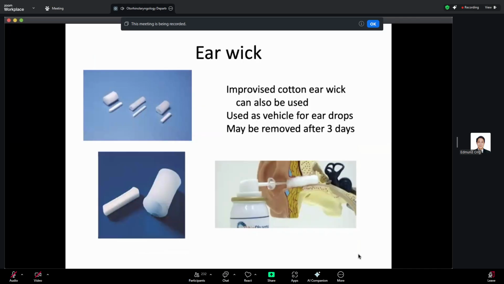So this is what I have mentioned earlier, the earwick. So usually we put an earwick if there is a stenotic ear canal secondary to severe otitis externa. So it's a conduit for the medication that you need to instill, so it will go inside the canal. Otherwise, kung wala kang earwick, you cannot put otic drops for this type of patient. Next slide.